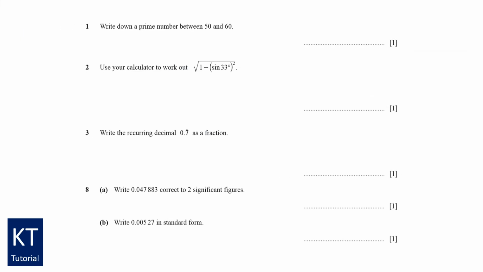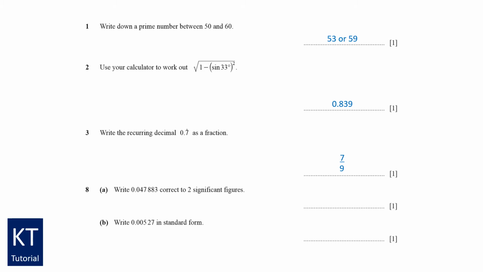Question 1. Write down a prime number between 50 and 60. It can be either 53 or 59. Question 2. Use your calculator to work out the expression. You should arrive at 0.839. Question 3. Write the recurring decimal 0.7 recurring as a fraction. It is the fraction 7/9.